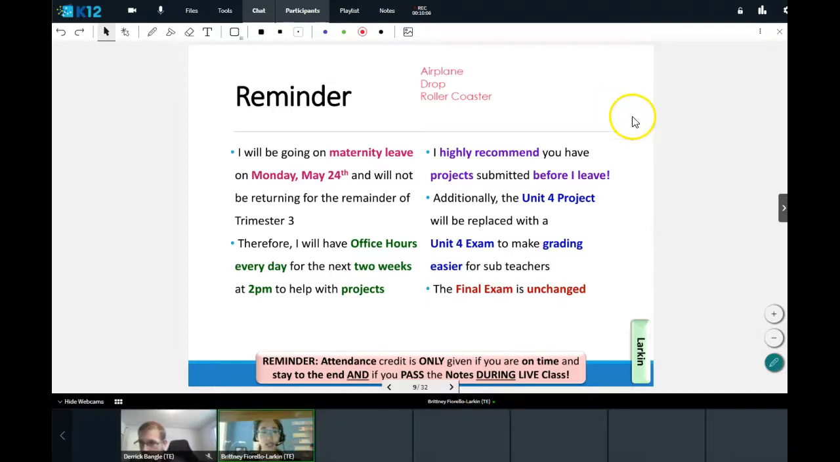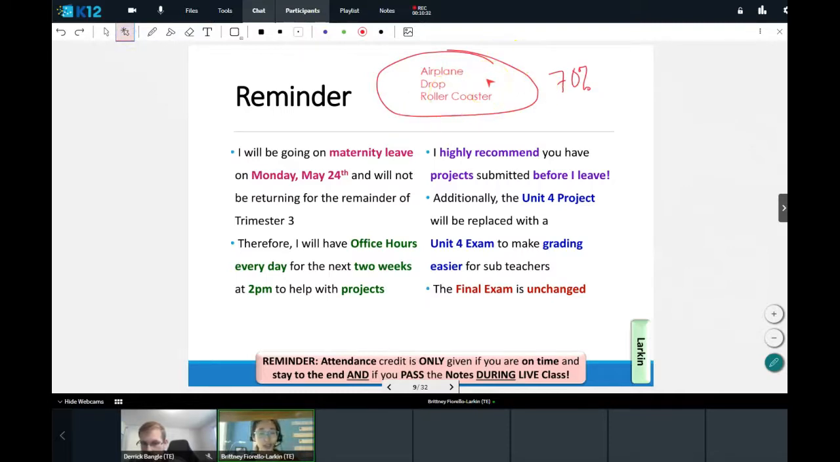Additionally, for the same reason, since I'll be leaving, we will be replacing the Unit 4 project with the Unit 4 exam, just to make grading a little bit easier for our substitute teachers if we end up with subs or whatever is going on with that. Final exam is still the final exam, so that has not changed. But again, these 3 projects, really important. Again, they make up over 70% of your grade, so if you want to pass the class, you do need to make sure that you do those projects well.